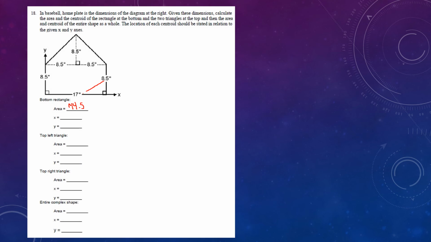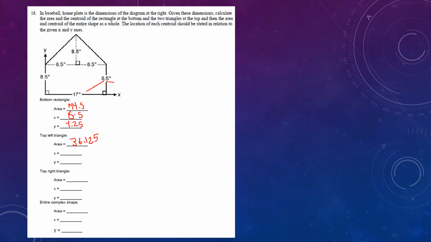The centroid of a rectangular object is going to be half base and half height. So half of 17 is going to be 8.5. Half of 8.5 is going to be 4.25. Top left triangle area. The area of this triangle is pretty simple. It's a right triangle. So if this was a square, it would be 8.5 multiplied by 8.5, and then it's half of that. So the area is going to be 36.125.